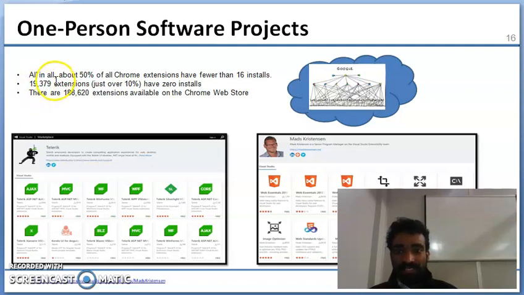There are 19,375 extensions with less than 10%. That is, 10% have zero installations. They just copied it, pasted it, and promoted themselves to be a developer, which they are not.